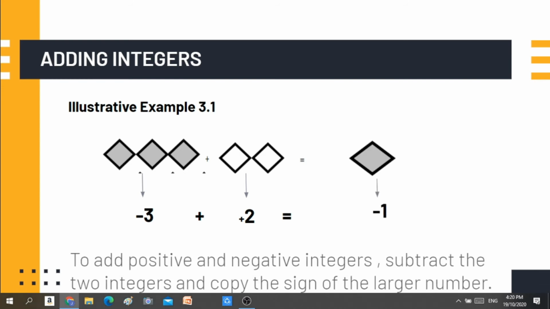Again, to add positive and negative integers, just subtract the two integers and then copy the sign of the larger absolute value.